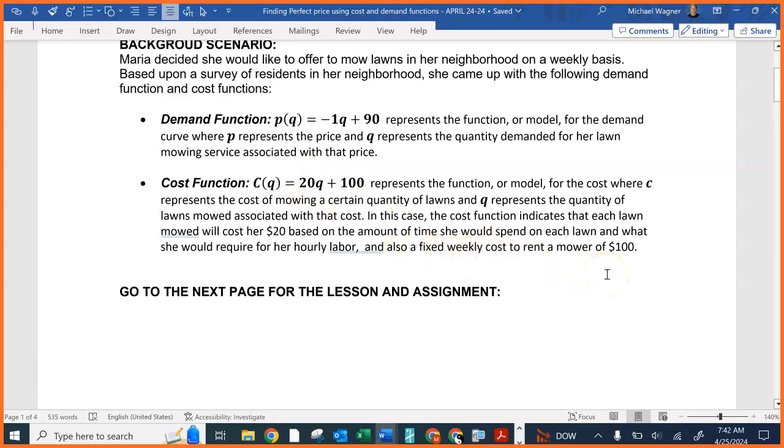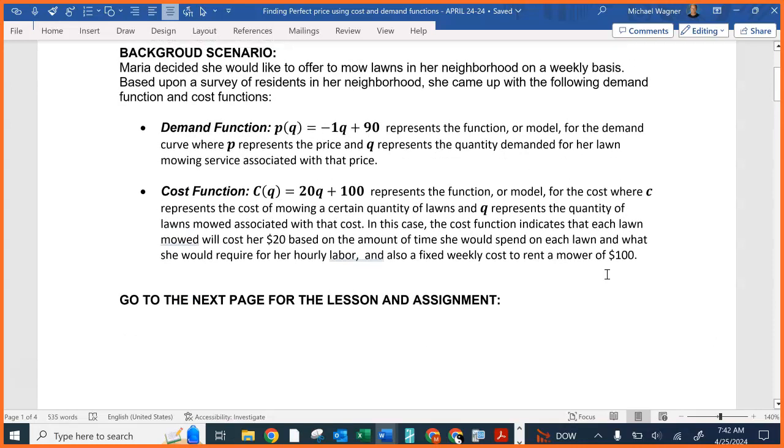Maybe she, like it says here, has to rent a mower. Maybe she doesn't own her own. She goes to one of these places where you can rent a mower, I guess, and she gives them $100 every week. So if she mows 0 lawns, she pays $100. If she mows 1,000 lawns, she still pays only $100. That means it's fixed. It doesn't matter how much you do, you're paying 100, and that's it. That's called a fixed cost.